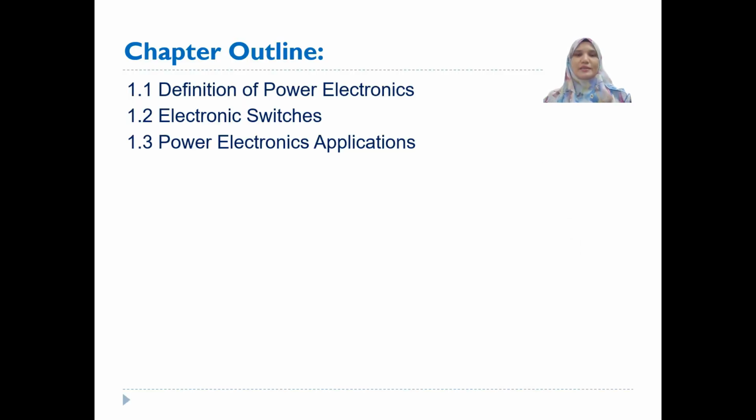Okay, this is the outline for this chapter. First we will cover the definition of power electronics, followed by electronic switches, which includes uncontrolled, semi-controlled and fully controlled switches, and how to select the switch for our applications. Finally, we will cover the applications of power electronics.